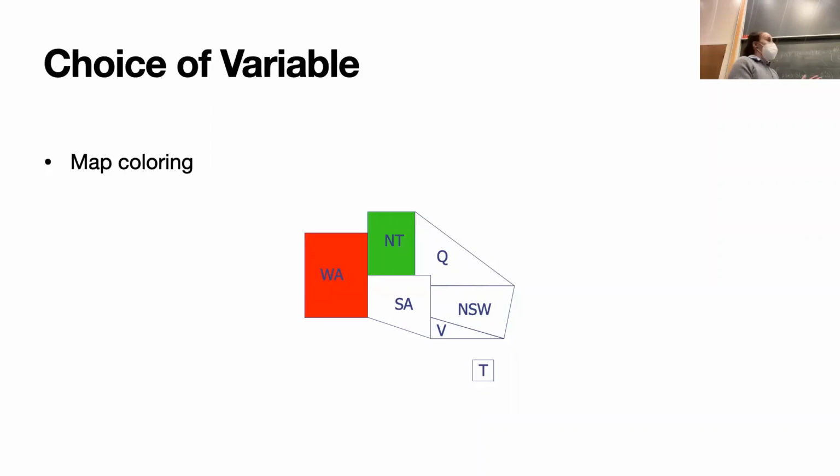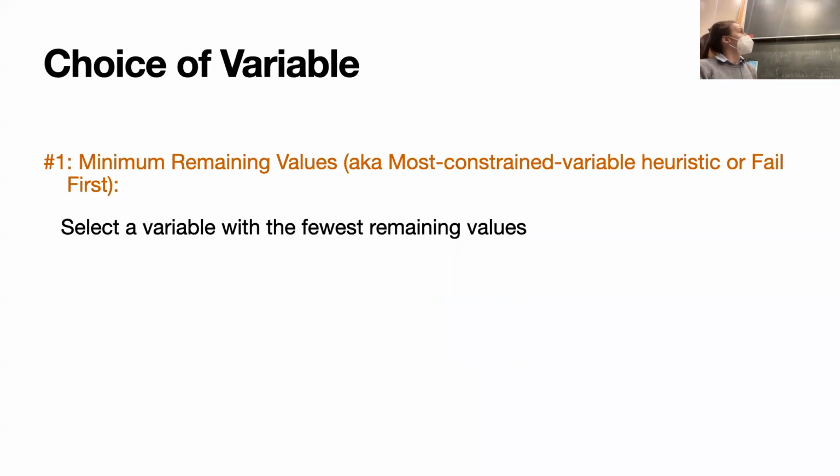Okay. So what we started with was this assignment, and most people responded last time that they thought the next variable we should look at is SA, right? And there are several reasons why we might want to choose SA next, okay? The way that is basically formalized is what is called the minimum remaining values or most constrained variable heuristic. It's also called fail first. And so what this means is that we pick the variable with the fewest remaining values.